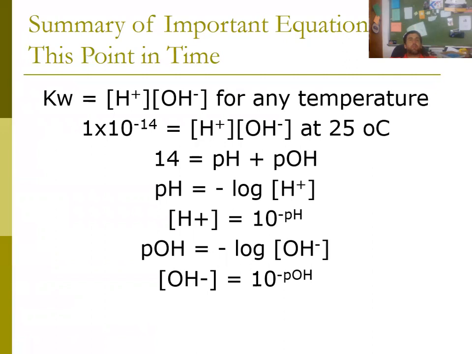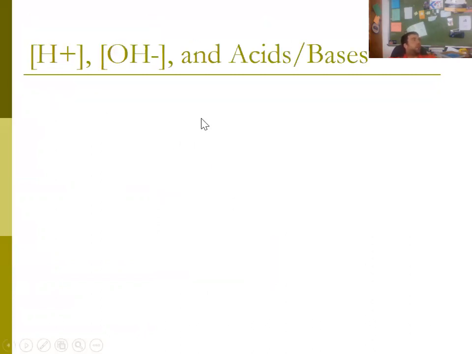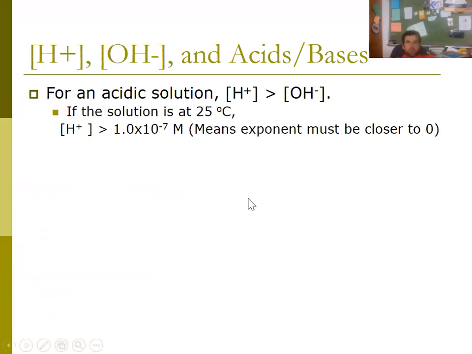This slide, I would say, is probably the most important slide. It's a summary of all the equations we've talked about so far. These are the equations you'll use for your homework. We're going to start calculating pH and pOH and H+ and OH minus of acids and bases. If something is acidic, its H+ concentration is greater than 1.0 times 10 to the negative 7. This means the exponent will be closer to 0, so 1.0 times 10 to the negative 6 would still be acidic.